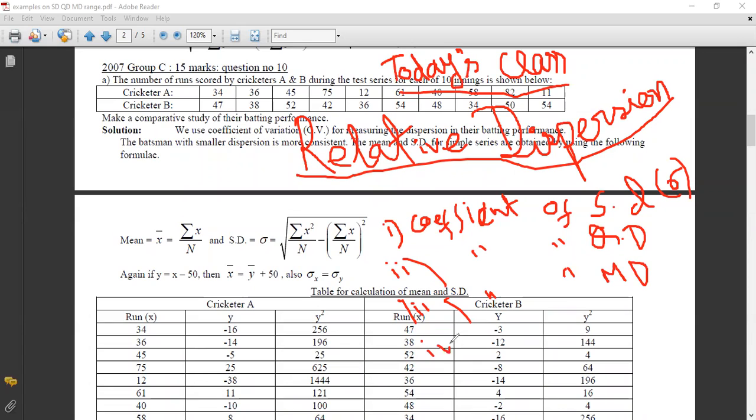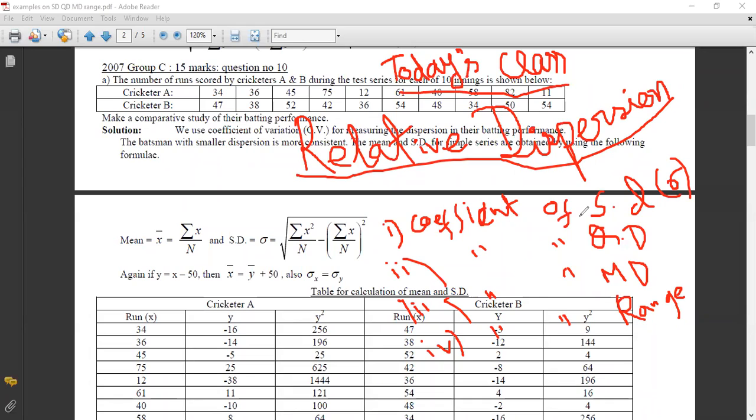Okay, the four techniques used to find the relative dispersion. Number one, coefficient of SD or sigma. Number two, coefficient of QD. Number three, coefficient of MD. And number four, coefficient of range.